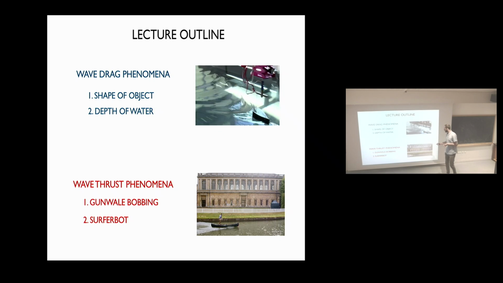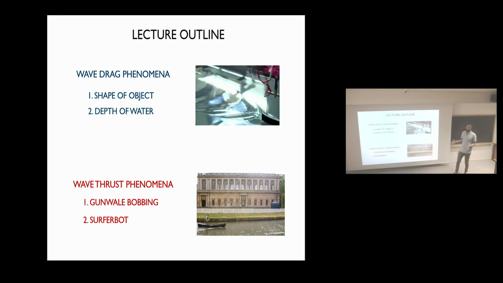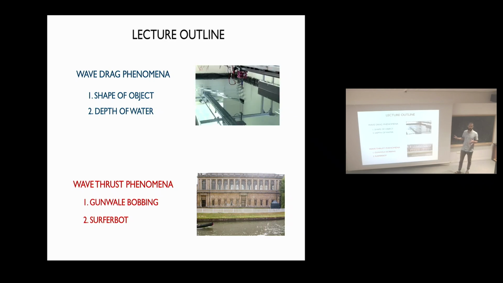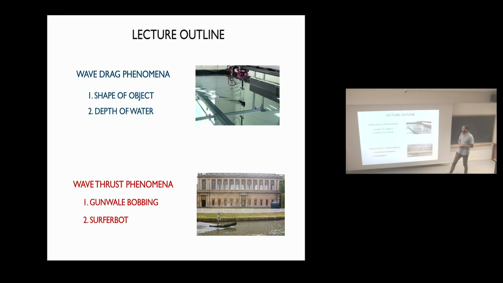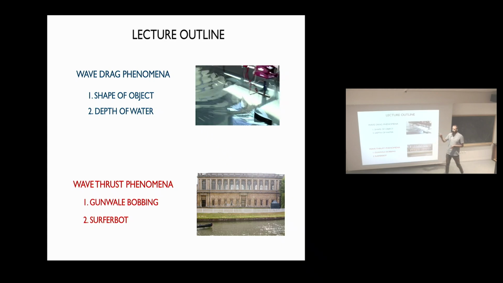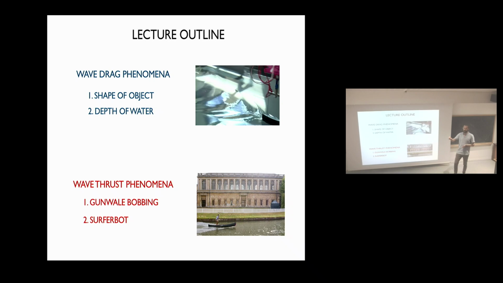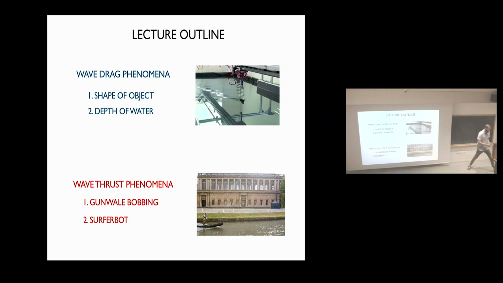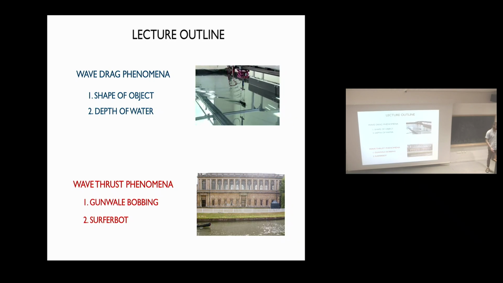So I'll talk about this phenomenon called gunnel bobbing, which is shown in this video, which is a mechanism by which you can jump on a canoe to push it forwards. And I'll talk a little bit about the same idea at much smaller scales, which is related to how insects move around using capillary waves. So please feel free to ask questions anytime.